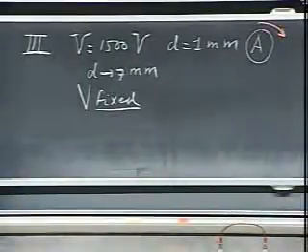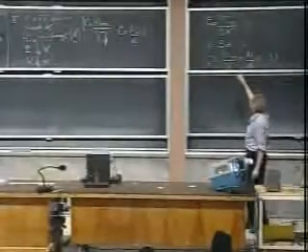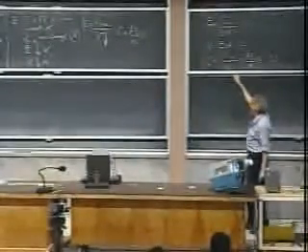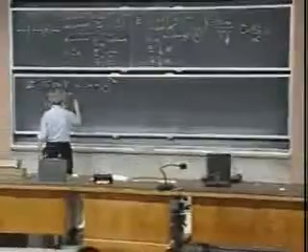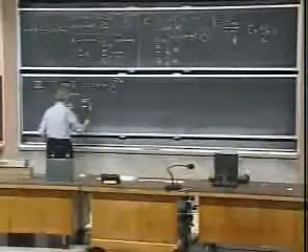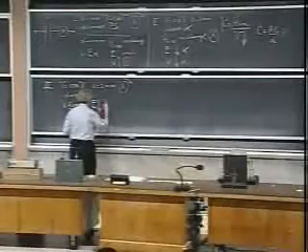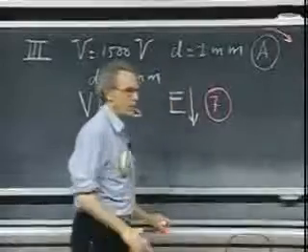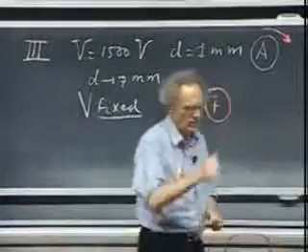Look now at equation number 2. If that V cannot change, and if I increase D by a factor of 7, now the electric field must come down by a factor of 7. The electric field will come down by that factor of 7, because I go from 1 millimeter to 7 millimeters. So now the electric field changes, because D goes up.